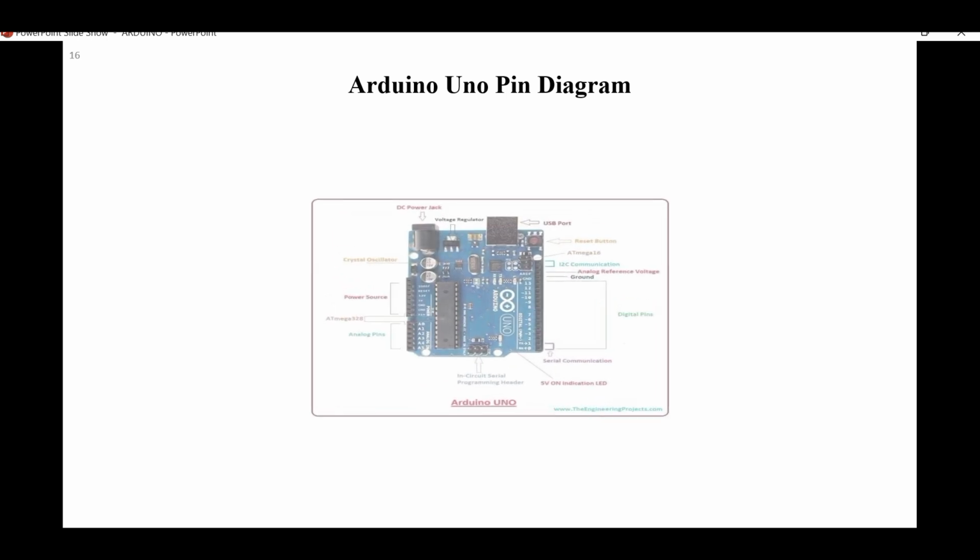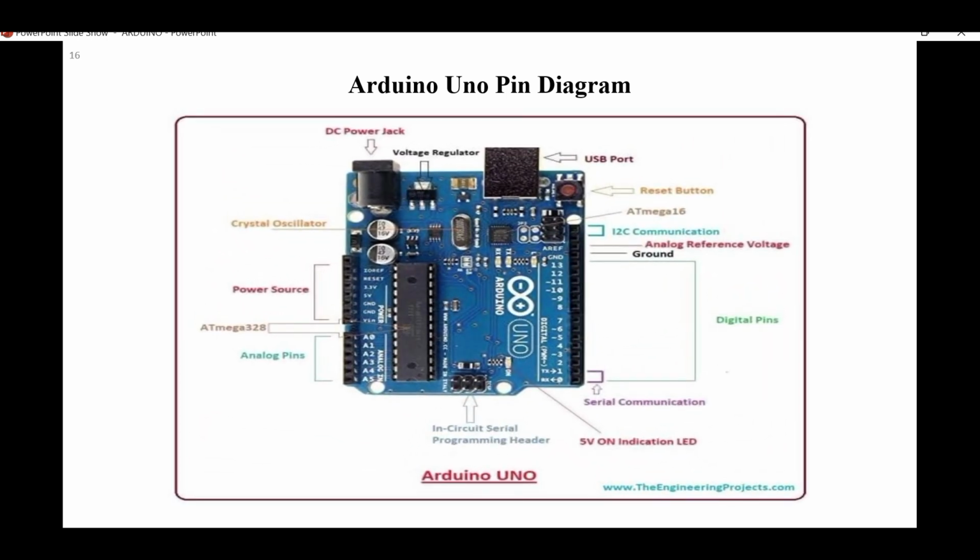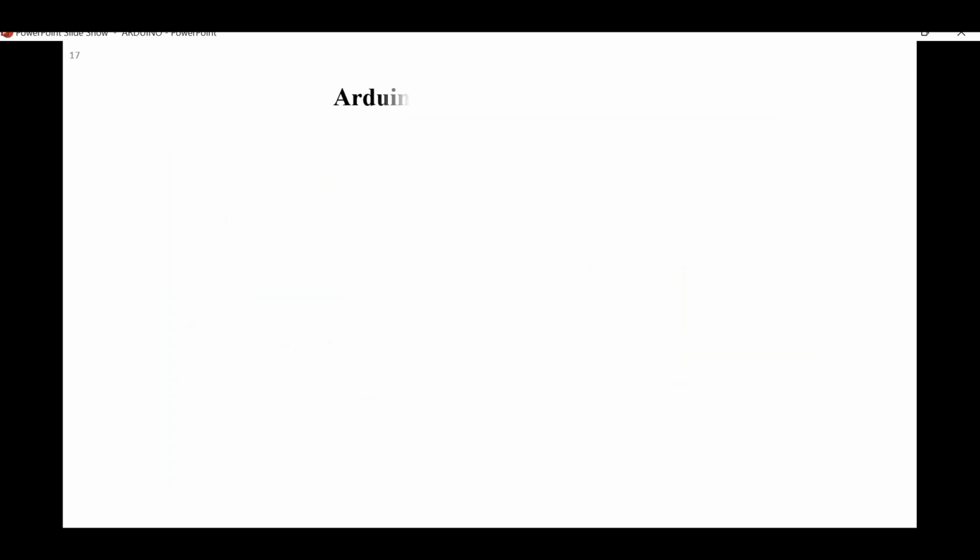And next, the Arduino Uno pin diagram. This is the Arduino Uno pin diagram. We can see the DC power jack, crystal oscillator, power source, analog pins, digital pins. For serial communication, we are using TX and RX pins.